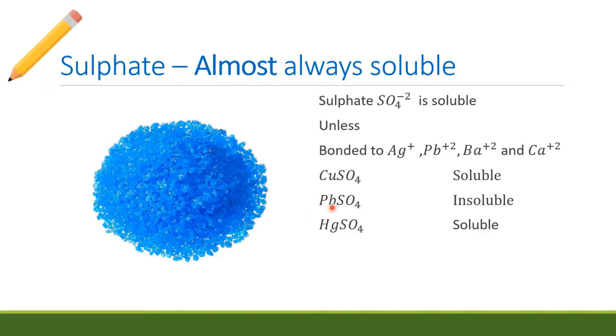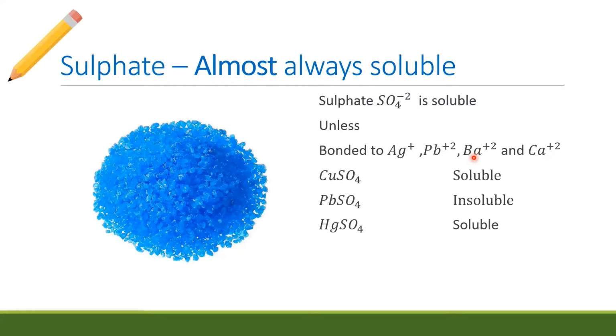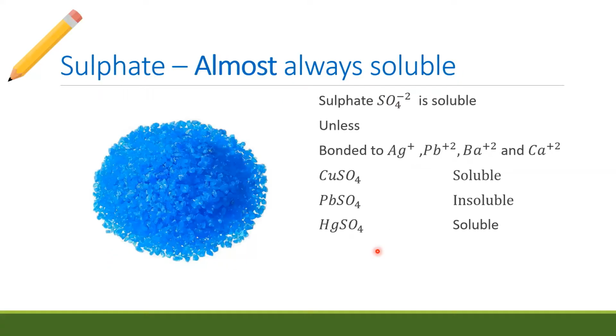This one at the bottom is meant to be tricky. Notice how mercury sulfate is soluble, but mercury chloride would be insoluble. You got to be careful there. Even though mercury is not on this list, it is on the other list. Also, calcium sulfate is insoluble, but calcium chloride is soluble. So you've got to be careful about some of these that appear on one list but don't appear on the other list. But these ones are pretty much the only ones that don't appear on both lists.